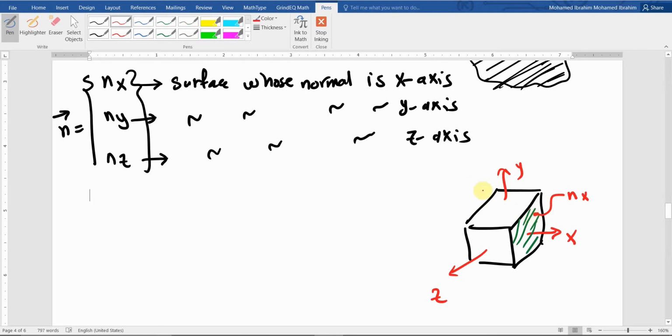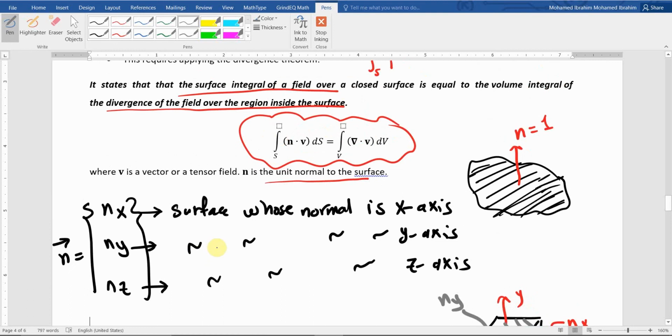How about this surface? This surface definitely will be another surface. It will be the ny surface. Why is this one ny? Because its normal is the y-axis. The same thing, this surface will be the nz surface. Make sense? So this is simply, what does it mean, a unit normal?